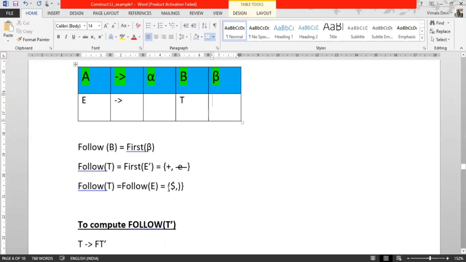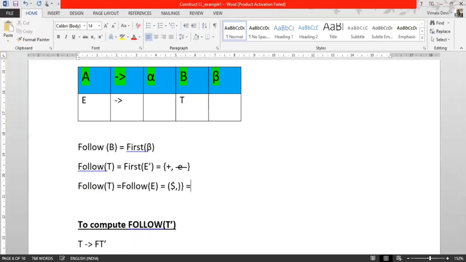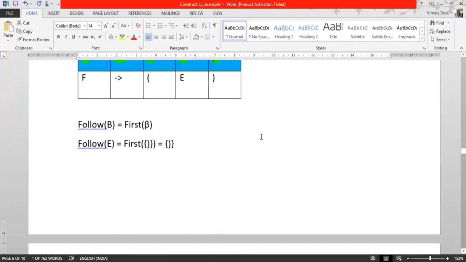So when I apply this rule, the symbols we are getting are dollar as well as the close parenthesis. Now combine both the sets. As a whole, the follow set of T is computed as what? It contains the dollar symbol as well as the close parenthesis as well as the plus symbol also. So these three symbols, let us update in the follow set of T.